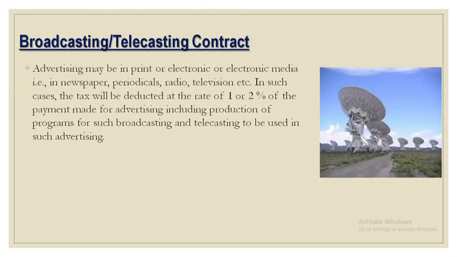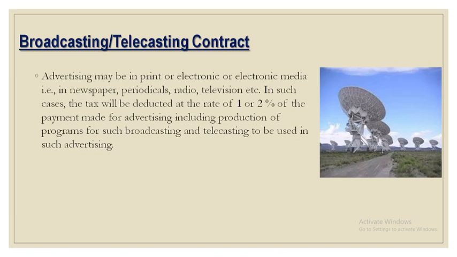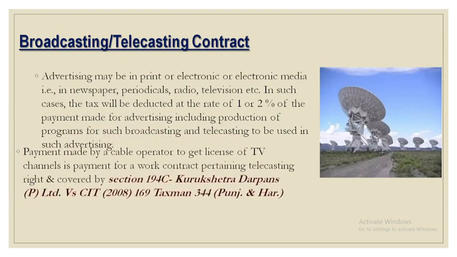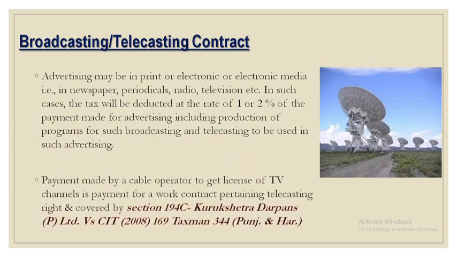Broadcasting and telecasting contract. Advertising may be in print or electronic media, i.e., in newspapers, periodicals, radio, television, etc. In such cases, the tax will be deducted at the rate of 1 or 2% of the payment made for advertising, including production of programs for such broadcasting and telecasting to be used in such advertising. Payment made by a cable operator to get a license of TV channels is payment for a work contract pertaining to telecasting right and covered by Section 194C. Kurukshetra Dharpants P. Limited vs CIT, 2008, 169 Taxman 344, Punjab and Haryana.